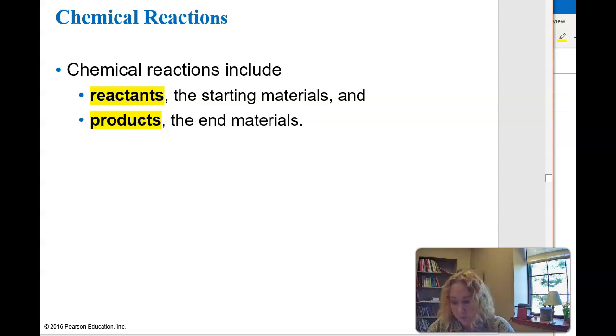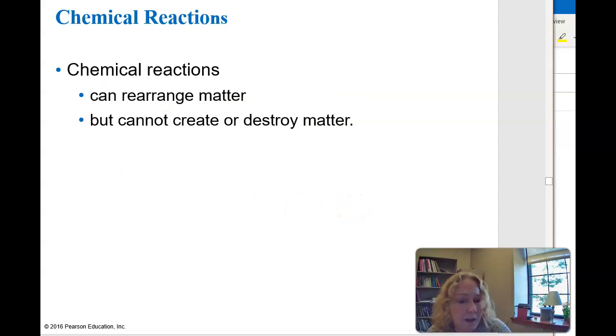So it's what you put in for the reactants, and the end is the product. If you wanted to do a smoothie, you could put all the vegetables and the milk and the banana and whatever you're putting in. The end product is the product. Reactants, products. Chemical reactions, on the other hand, can rearrange the matter. You can put 2 things together and get salt. You can put 2 things together and get all kinds of interesting products, chemicals.